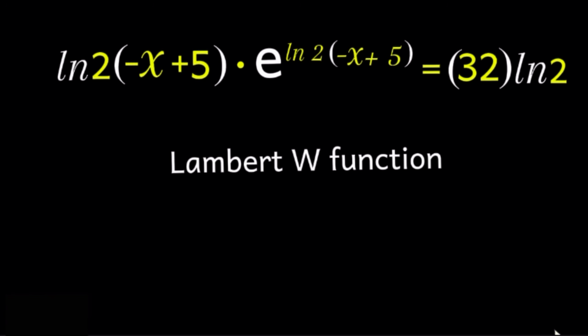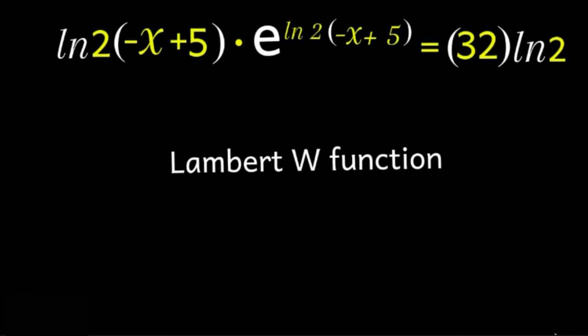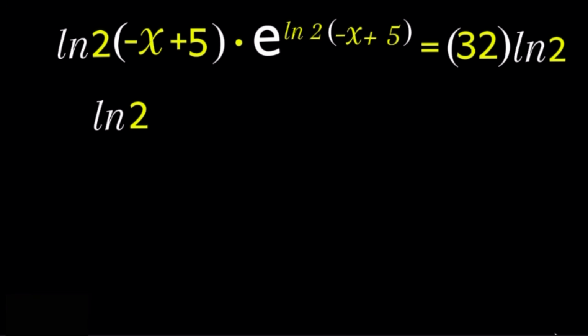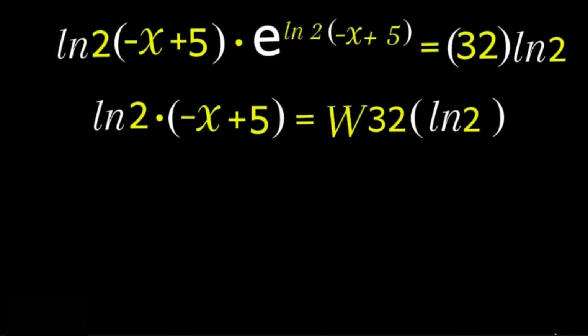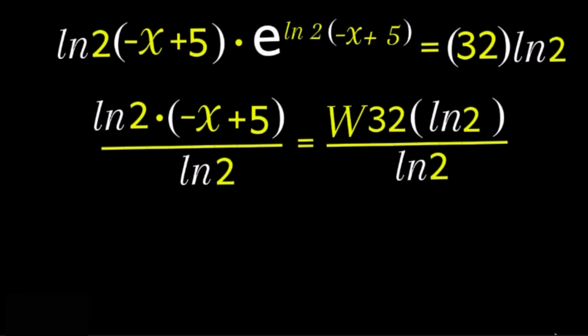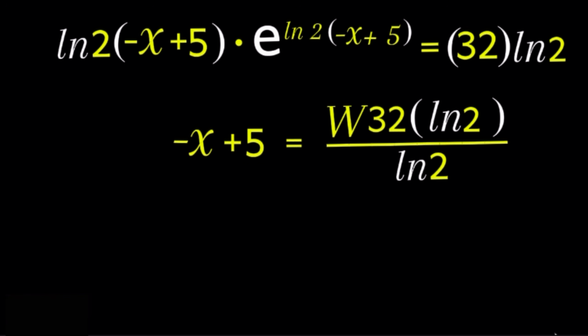Now, we apply the Lambert W function, which is designed to solve expressions in the form of a multiplied by e to the power a, and when we apply it, the result simply gives us that expression a. So from this step, we get natural log of 2 multiplied by (negative x plus 5) is equal to Lambert W of (32 natural log of 2). And now we are almost done. We divide both sides by natural log of 2 to isolate the bracket. And we get negative x plus 5 is equal to Lambert W of (32 natural log of 2) divided by natural log of 2.